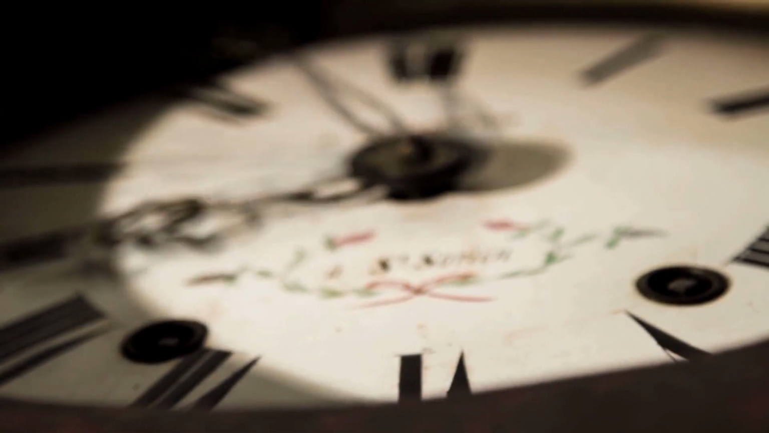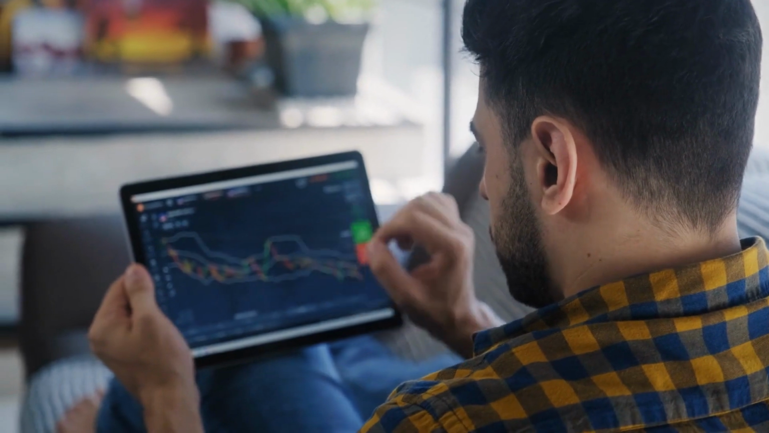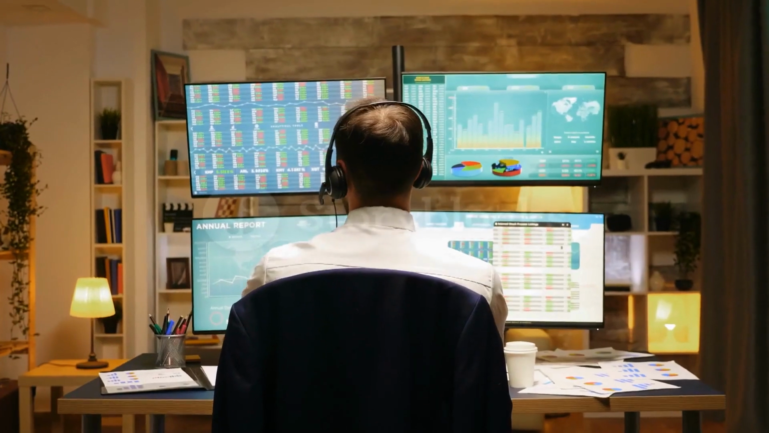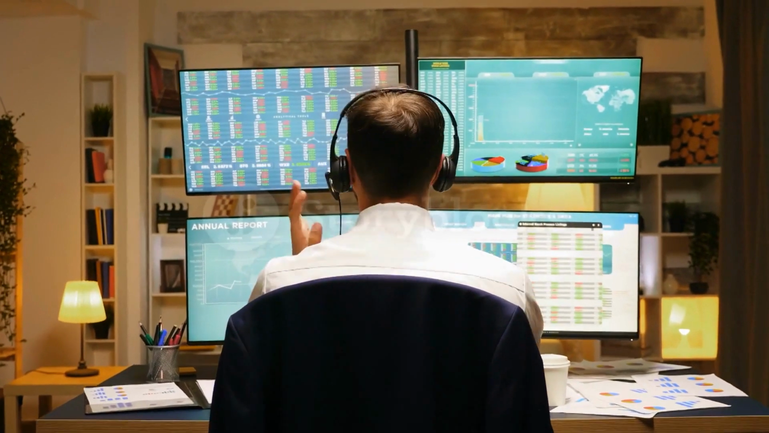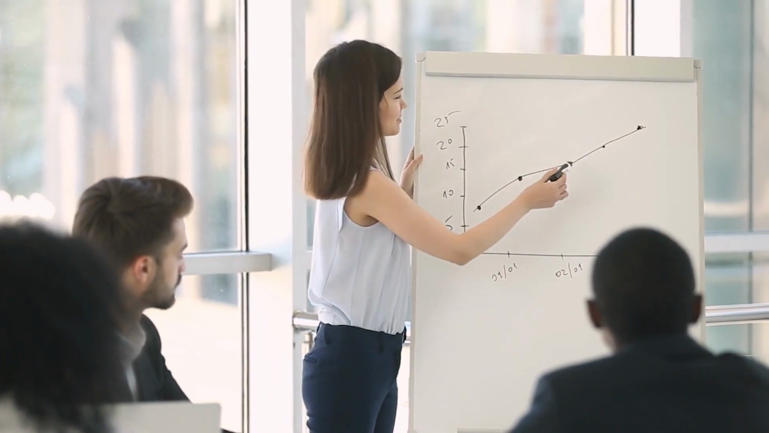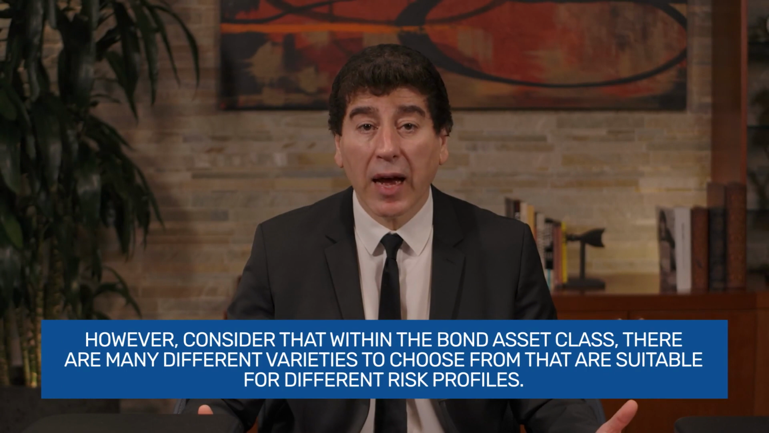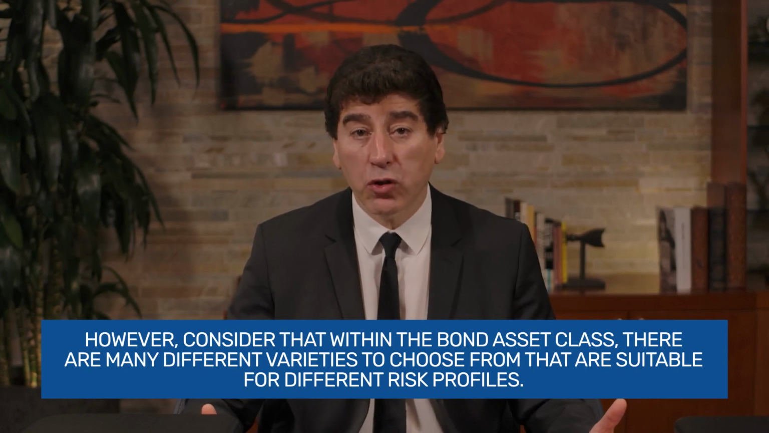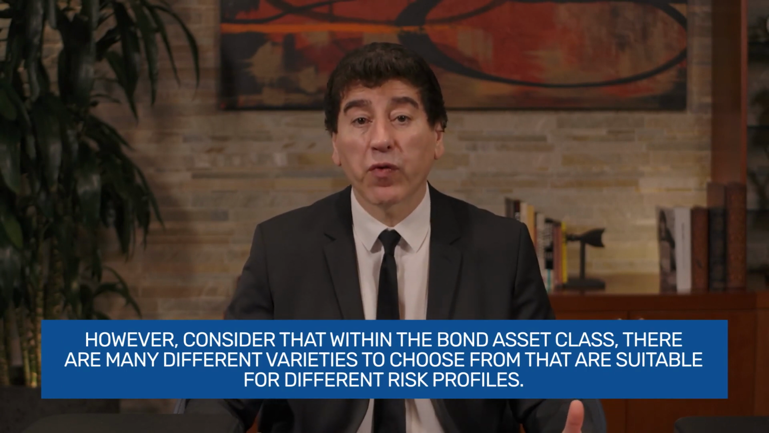Your time horizon will also help you determine your risk tolerance and asset allocation. If you are a young investor with high tolerance for risk, you might choose an allocation with a high concentration of stocks because you may be able to ride out short-term swings in the value of your portfolio in pursuit of your long-term goals. On the other hand, if retirement is less than 10 years away and you can't afford to risk losing money, your allocation might lean more towards bonds and cash investments. However, consider that within the bonds asset class, there are many different varieties to choose from that are suitable for different risk profiles.